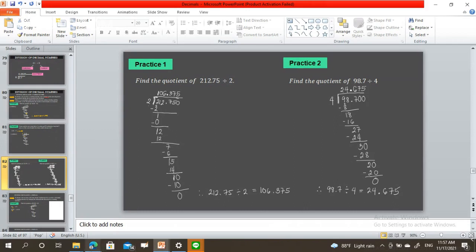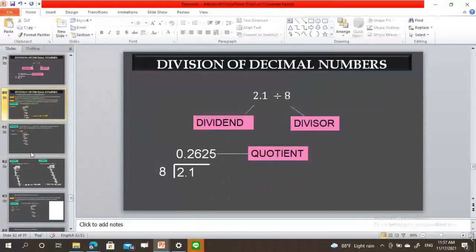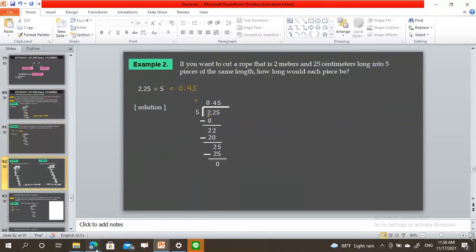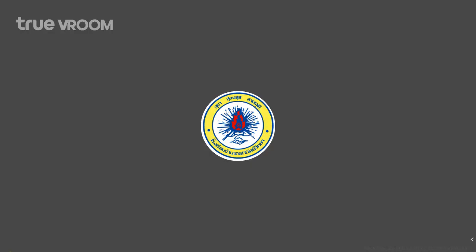All right, do you have any questions? Students, do you have any questions or clarifications? No, teacher. You understand everything? Okay, so no question, you understand. Very good. Again, I will send your task on our line group later. It is about dividing decimals by a whole number.